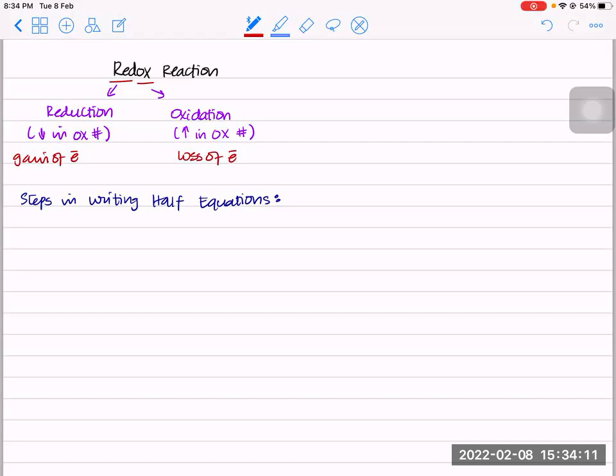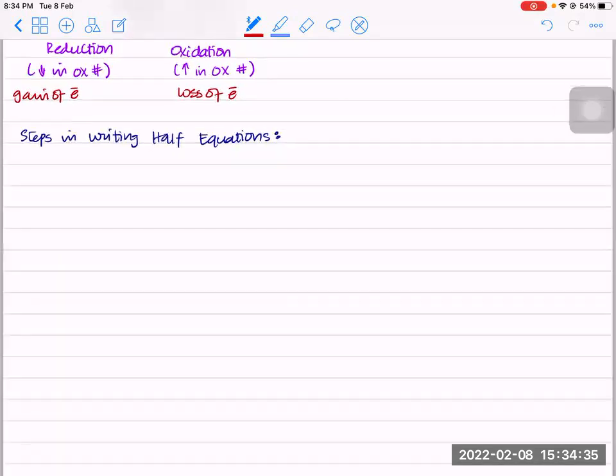Now, normally for an overall equation, you have two half equations which you pick from the data booklet and you balance them, ensuring electrons on both sides are equal, and you can write the overall and balance the overall. But if the half equations are not given, if you've just been given the overall equation, how do you derive the half equations? Let's see. So let's see the steps in writing half equations.